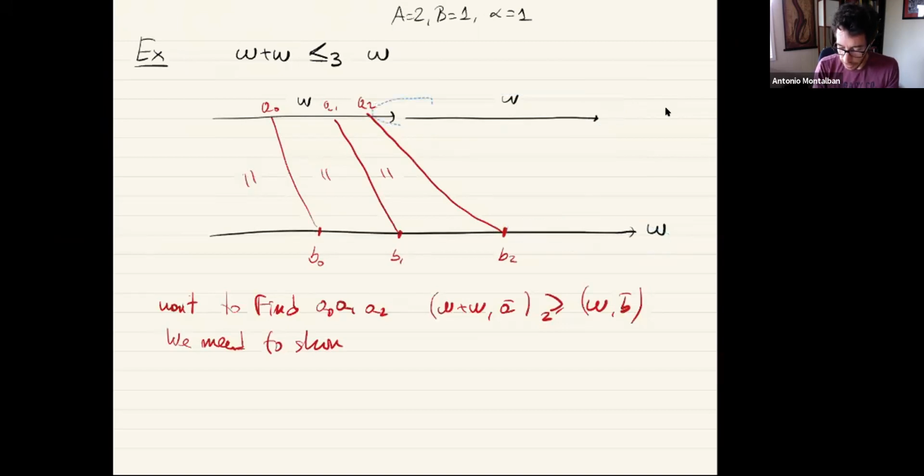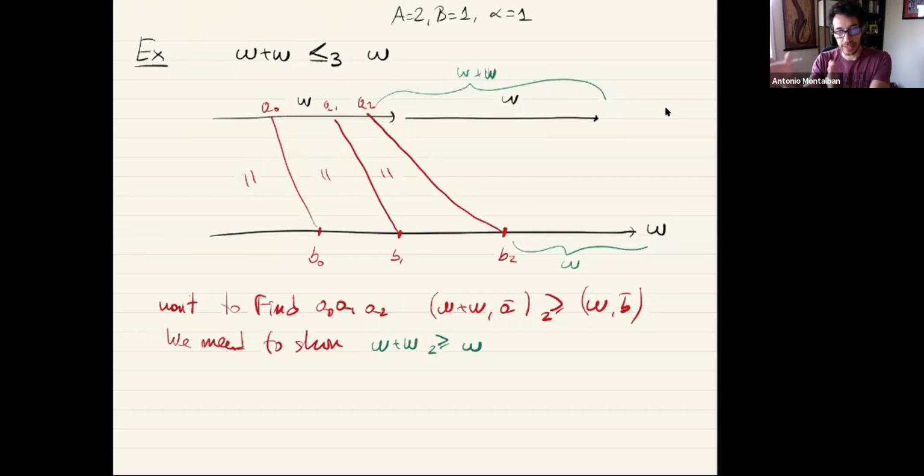Now this part to the right is isomorphic to what? Omega plus omega. And then this part to the left is isomorphic to omega. Right, so essentially we need to show that omega plus omega is greater than or equal to omega. I'm talking about these tails of things. So that means what are we gonna do now?